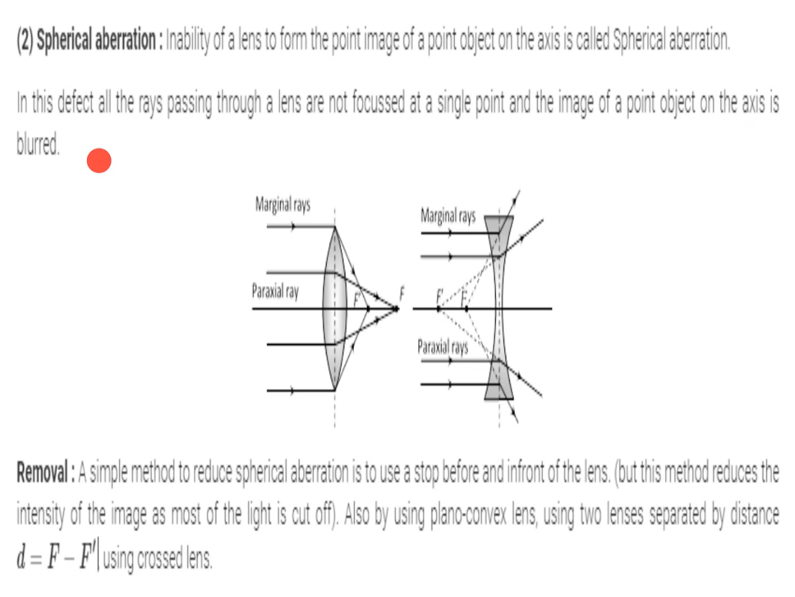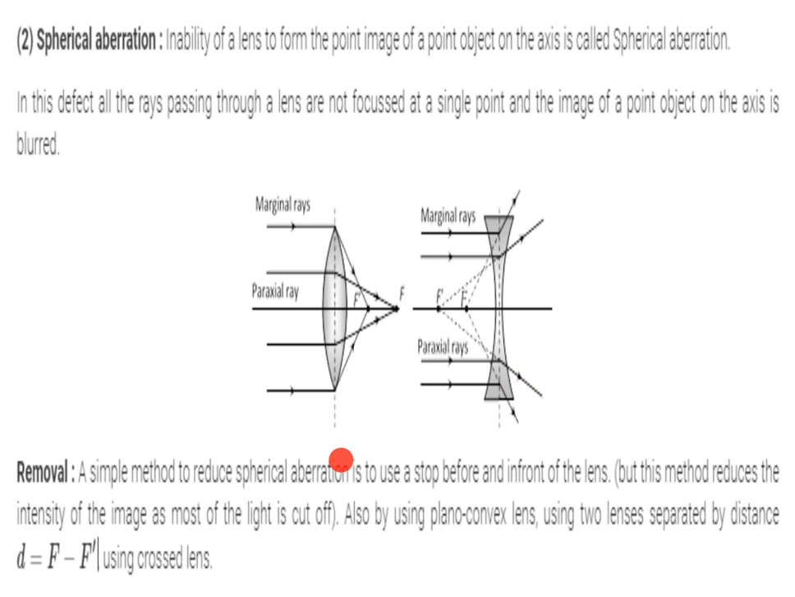So let us see here. These are the marginal rays. These are parallel rays incident on these lenses. Then they will get different focal points. That is F, and this is also a focal point, and this is also a focal point. This is about the convex lens, and this is about the concave lens.